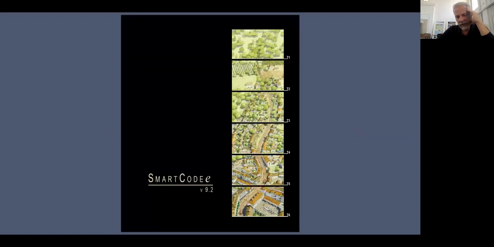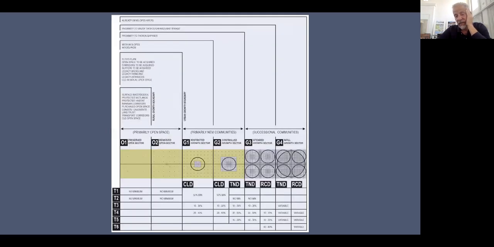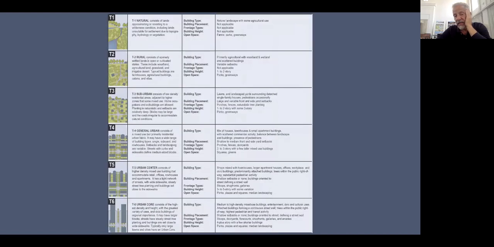The SMART code, of course, pulls it all together. It's a model code that provides the format for legislating a transect-based outcome. And in it, there are plenty of very simple diagrams that begin at the regional level, and then it moves on. This is the one that explains the transect.